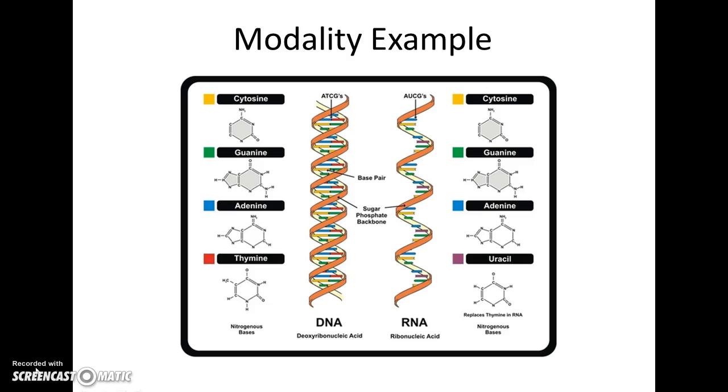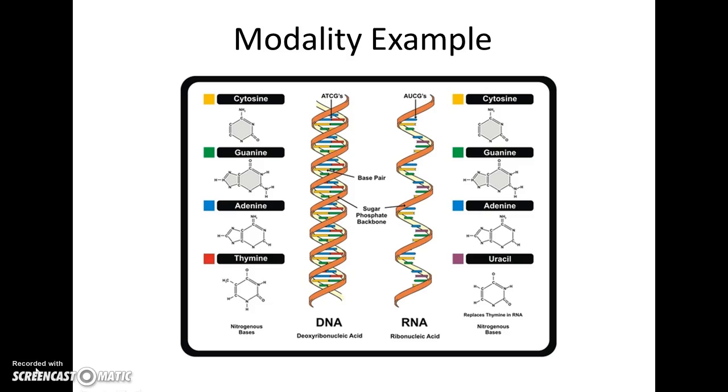So as a teacher in a science class, I would explain this graphic picture by describing to the students the differences in DNA and RNA. DNA is deoxyribonucleic acid. It is a double helix. It contains the nitrogenous bases cytosine, guanine, adenine, and thymine.